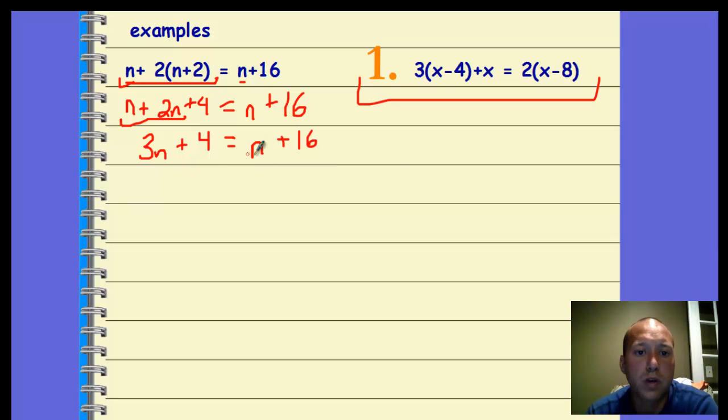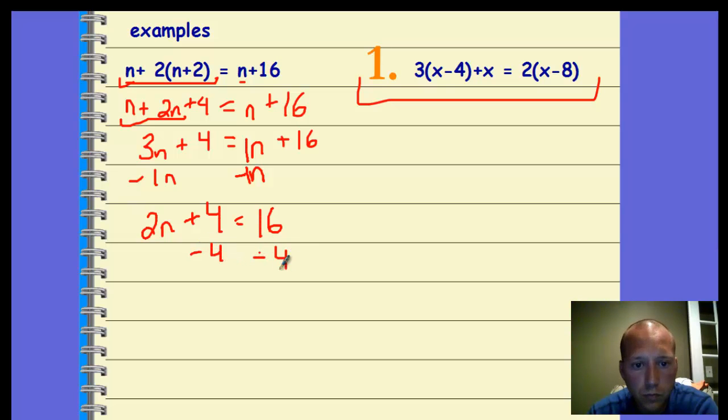We are going to get rid of this n. To get rid of it, again, it's that inverse. That's a positive 1, so we want to subtract 1 to make that become 0. Whatever you do to one side, you do to the other. So we have 2n plus 4 when we evaluate this equals 16. The rest of the problem is what we've been doing so far. We're going to undo the addition. We're going to subtract there. So it's 12, and then we can divide by 2. So we have n is 6.